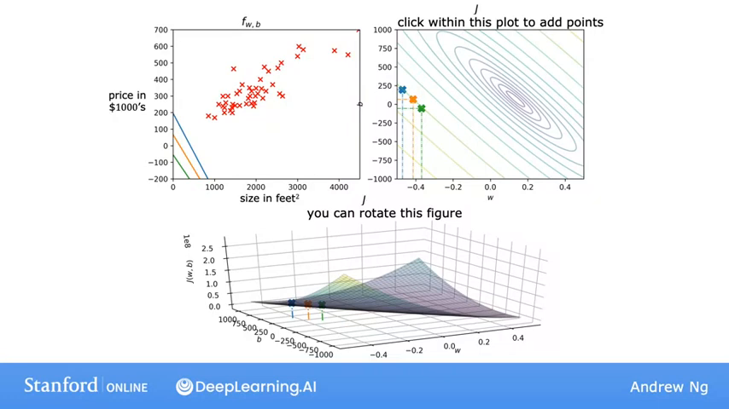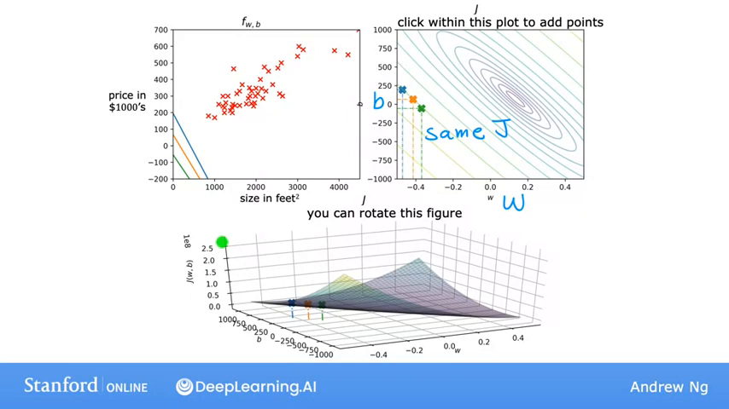Next, here on the upper right is a contour plot of this exact same cost function as that shown at the bottom. The two axes on this contour plot are b on the vertical axis and w on the horizontal axis. What each of these ovals, also called ellipses, shows is the set of points on the 3D surface which are at the exact same height. In other words, the set of points which have the same value for the cost function J.